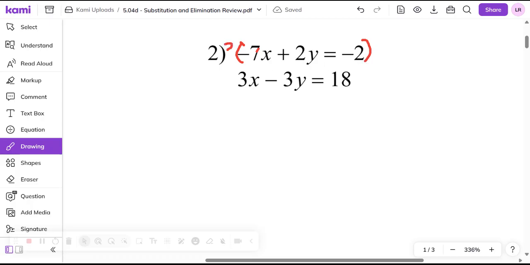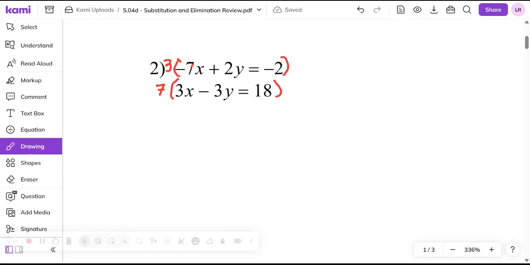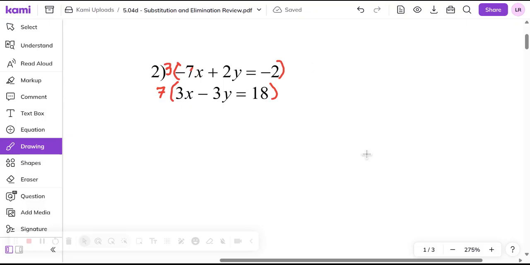So I'm going to multiply the top by 3, and I'm going to multiply the bottom by 7. Then I look at it and see if it's going to work. 3 times negative 7 is negative 21x. 7 times 3x is positive 21x. So I'm going to get a negative 21x and a positive 21x. That's going to make opposites like I want, and I'm going to be able to eliminate my x's.